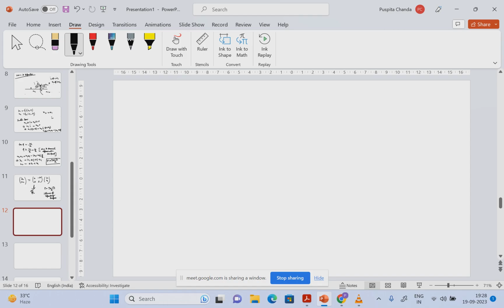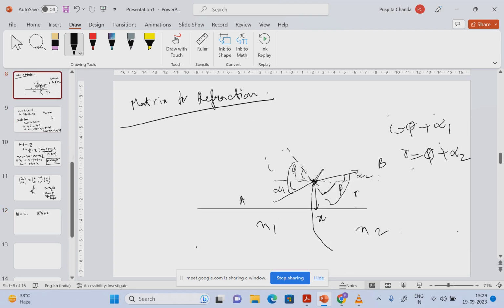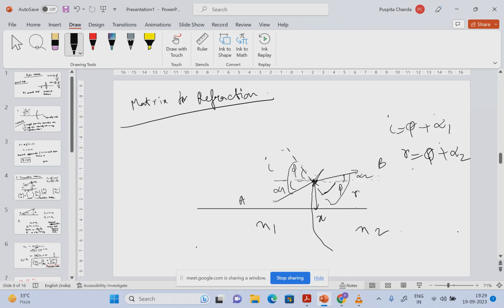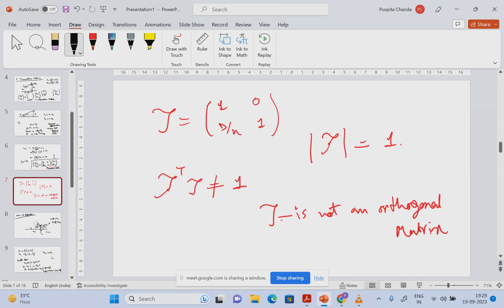Okay. Now determinant of R is going to be 1. R is not equal to I again. Sorry, I read one. Here I have written one, but it will not be one. It is I, the unity matrix, not unity.